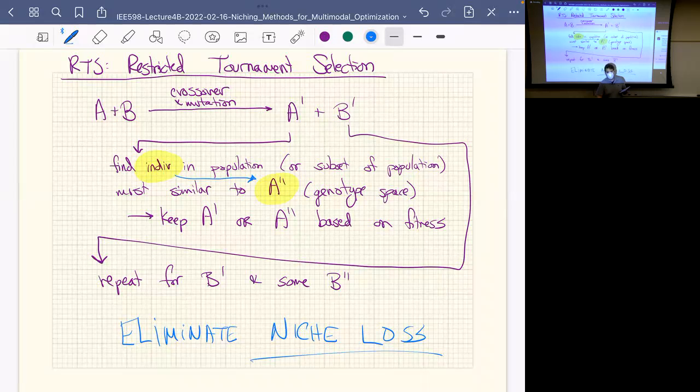Before we insert it in the population, we ask, is there any other individual in the population or in a subset of it that is very similar to A prime? Call that individual A double prime, and then we compete A prime and A double prime against each other. Any other questions about that?